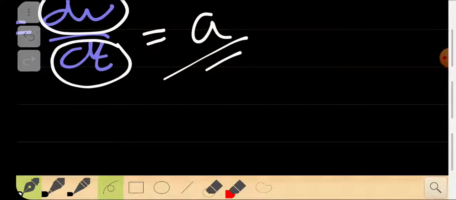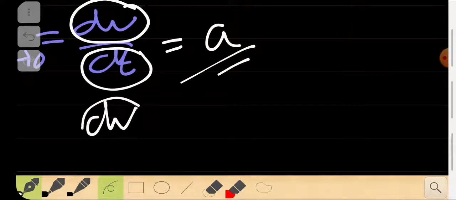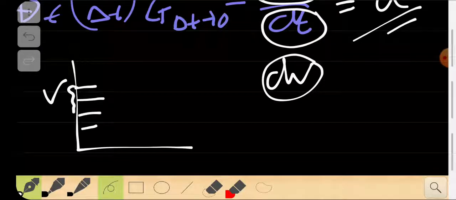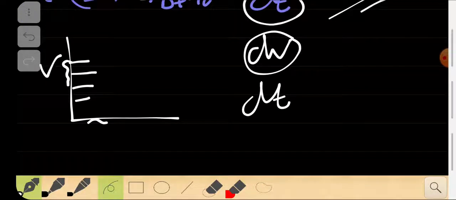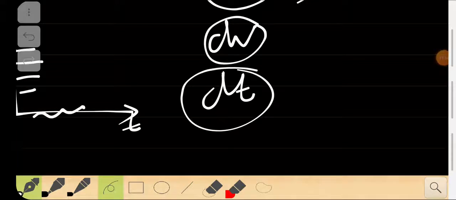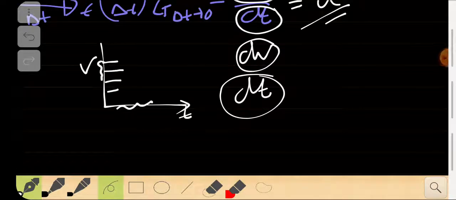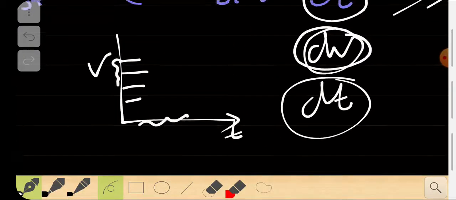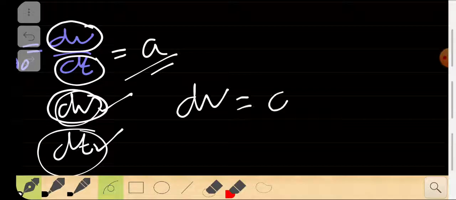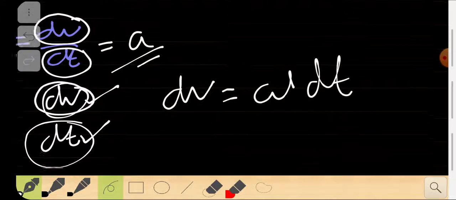Now the Leibniz differential dv means that there is a change. It denotes a small change in the v-axis, and dt denotes a small change in the time axis. So that's what the Leibniz differentials dv and dt stand for. Now if you have a small part of the v-axis, which is dv, and a small part of the t-axis, which is dt, you can rearrange this equation and say dv is equal to a times dt.